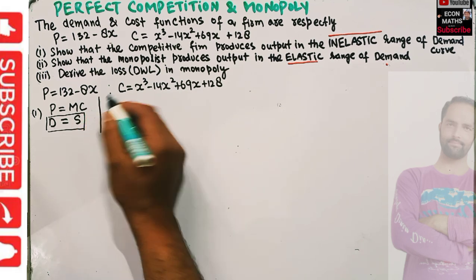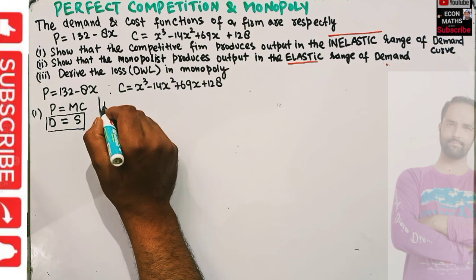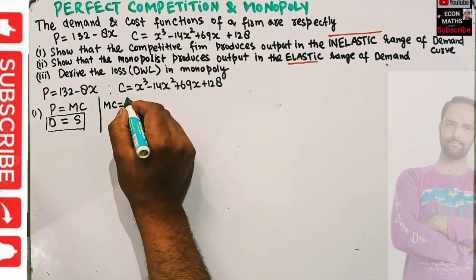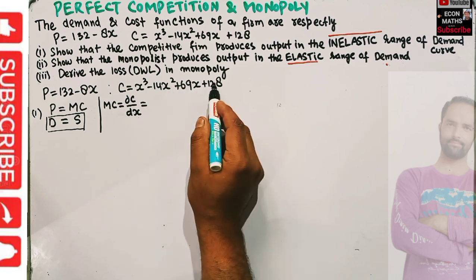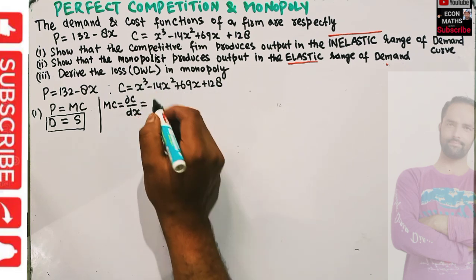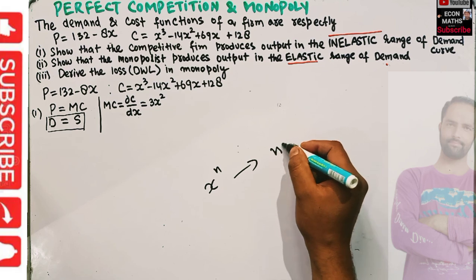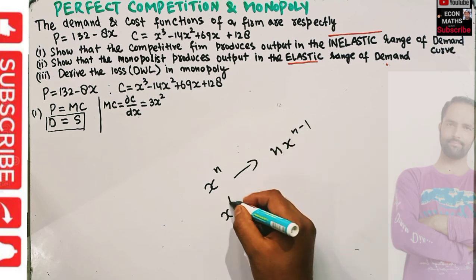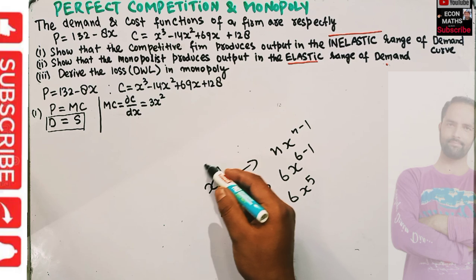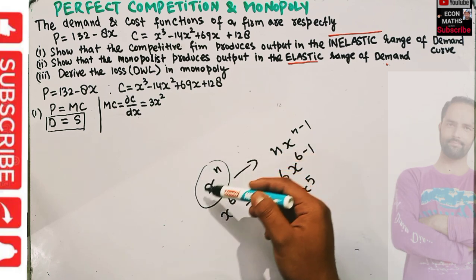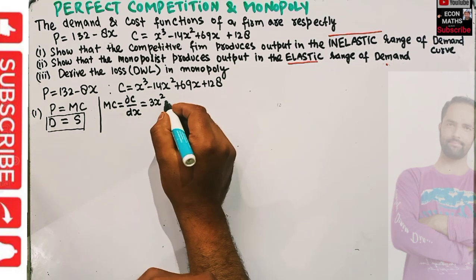Let me calculate it here, so it will get lengthy. So marginal cost is nothing but the derivative of total cost with respect to output, which is x. That means we take the derivative of this cost function with respect to x. The derivative of x cube is 3x square. I have explained it n number of times. If we have x to the power n, its derivative will be n x to the power n minus 1. That is, if we have x to the power 6, 6 becomes the coefficient, we have x to the power 6 minus 1, that is 6x to the power 5. The exponent is subtracted by 1.